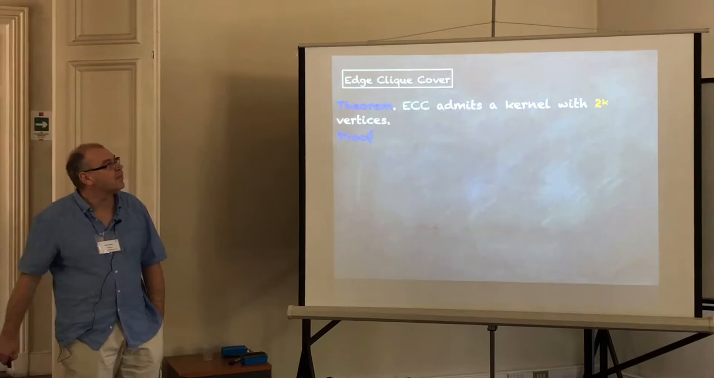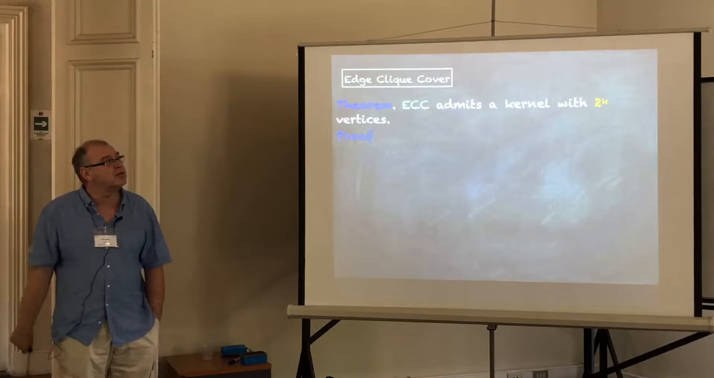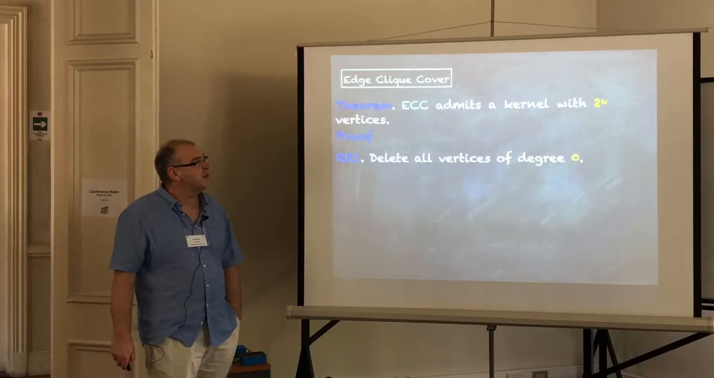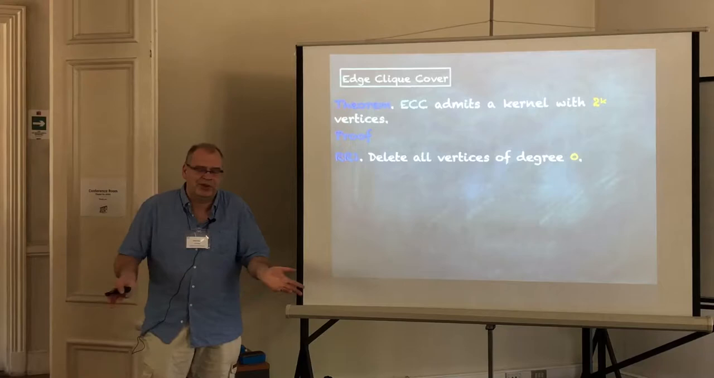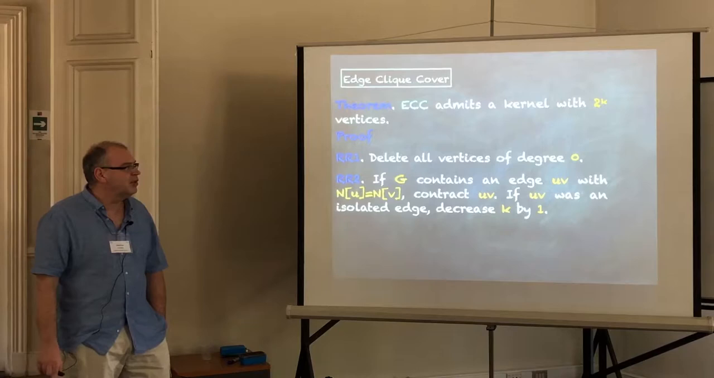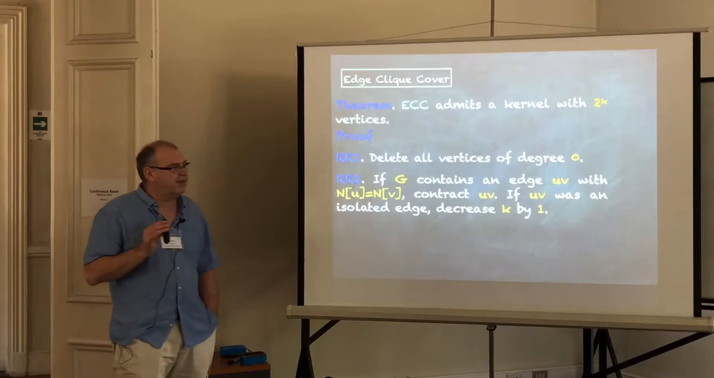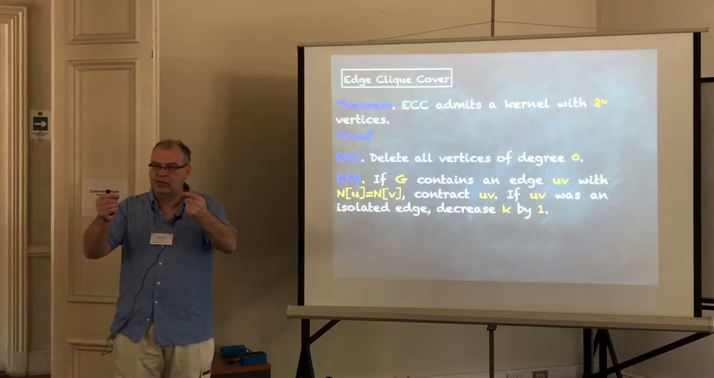Right. Okay, so I claim that H-clique cover admits a kernel with 2 to the k vertices. Right, how come? Okay, so again, the first reduction rule seems to be the same. And it's trivial, right? If I have a vertex of degree zero, this vertex will not cover any edge, it wouldn't belong to any cliques, so it's useless. So I just remove this. Okay, so the second rule requires some thinking. So why does it work? So what is the rule? If I have an edge UV such that closed neighborhoods of these two vertices are equal, what are the closed neighborhoods of two vertices?